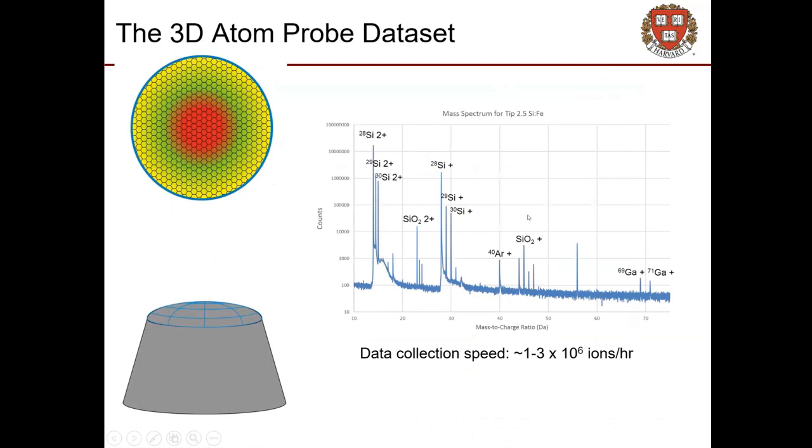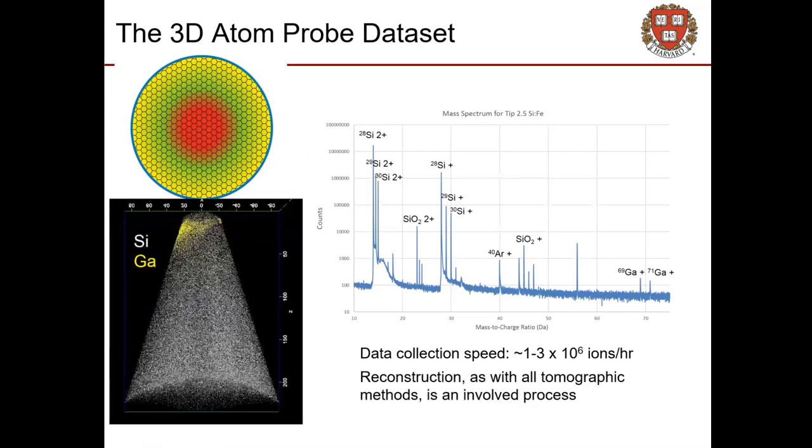And then between the mass spectrum and the position data and the order in which the atoms arrived, you can perform a tomographic reconstruction and generate a nice three-dimensional volume. Obviously, some assumptions will be involved in that, and the process of reconstruction is, as with all tomographic methods, somewhat involved, but this is the basic procedure.